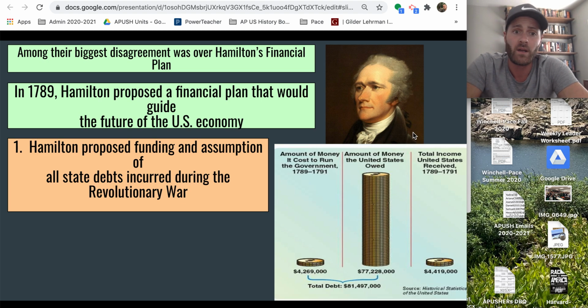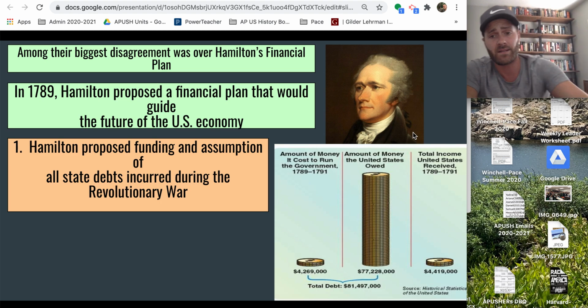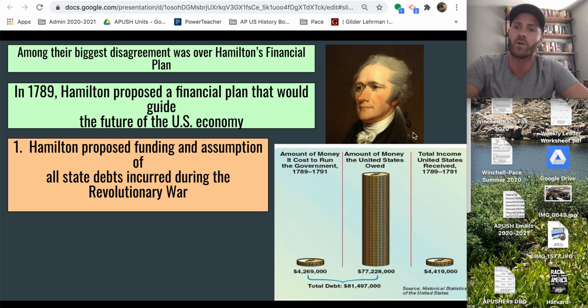The first part is funding and assuming all the states' debts, that the states themselves, when they were operating like their own little independent countries, borrowing money, printing money, etc. Hamilton says, cool, New York, you owe a bunch of money. Massachusetts, you owe a bunch of money. South Carolina, you owe a bunch of money. North Carolina, you owe a bunch of money. New Jersey, you guys all owe a bunch of money. So I'll tell you what, the federal government will take on those debts and pay them for you.